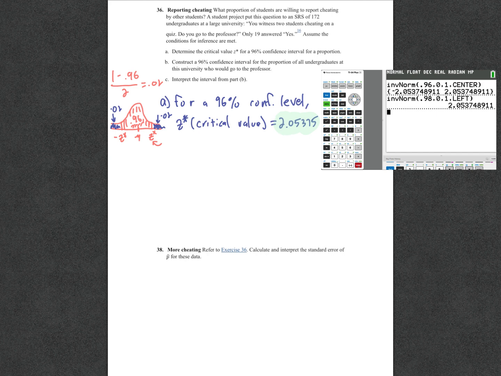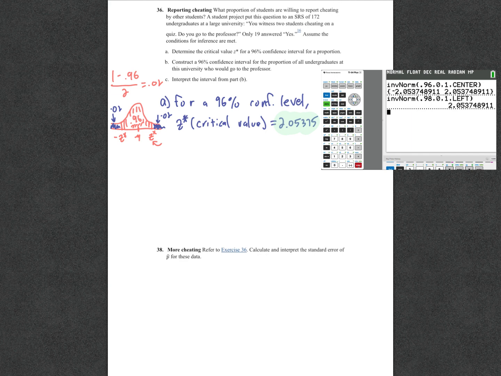And technically you could memorize this. This one you wouldn't memorize for 0.96, but the critical values for 0.90, 0.95, and 0.99 don't change ever. Okay, so that's for part A.